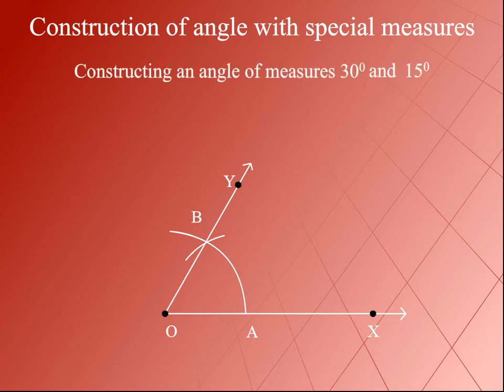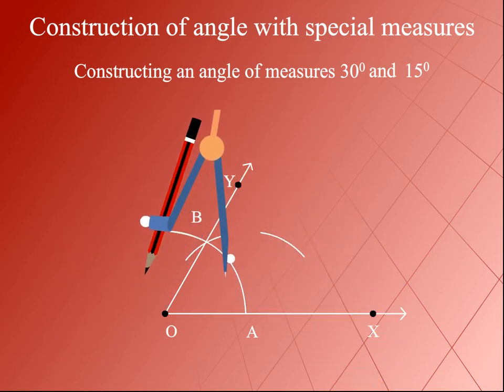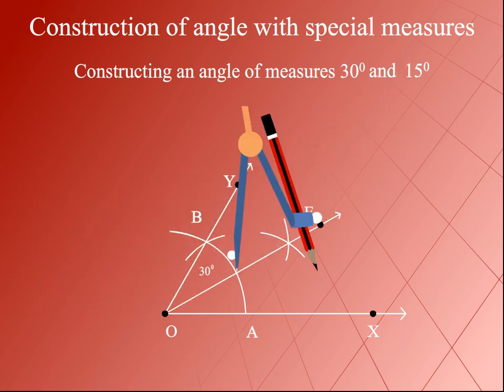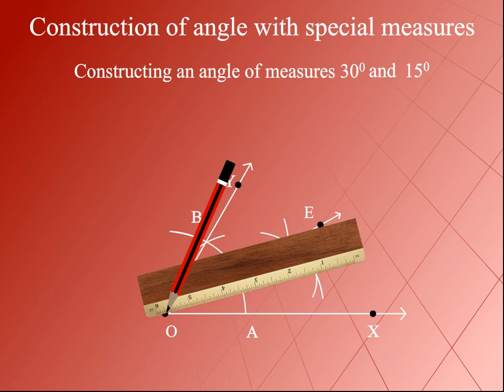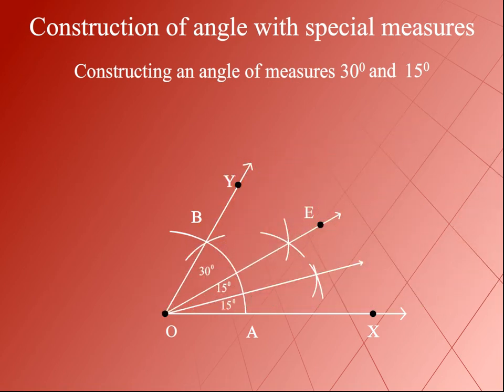Constructing an angle of measures 30 degree and 15 degree. Construct an angle of 60 degree as shown earlier. Bisect the angle. Each angle is of measure 30 degree. Now bisect the angle of measure 30 degree. Each angle then is of measure 15 degree.